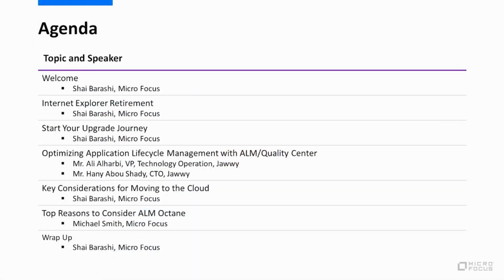We have a lot to cover. We are going to start with how and why you should upgrade to the latest version of ALM Quality Center before taking a look at a short demo of ALM Quality Center 16.0. I'm then delighted to be joined by our customer Jawi, who will talk about how they use ALM Quality Center to optimize application lifecycle management and automate the vital project-related communications flow. We will then take a look at the key considerations for moving to the cloud before concluding with the top reasons to consider ALM Octane.